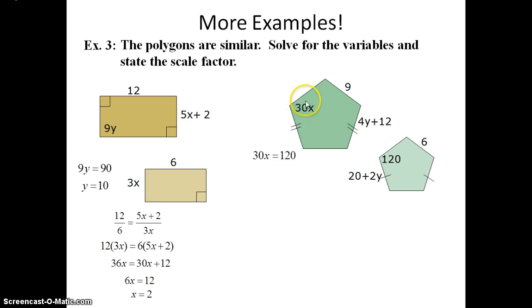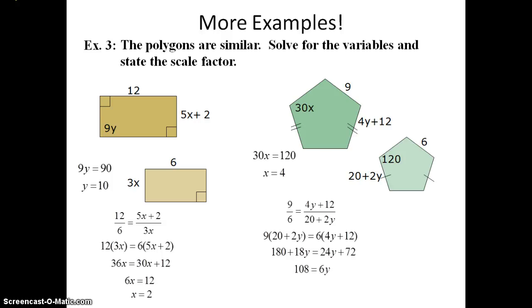Over here, first let's find x. We're going to have 30x is equal to 120, because remember, angles are equal, so you set them equal, you don't set them proportional. So we get x is equal to 4. Now to find y, I know 9 and 6 are proportional, and then 4y plus 12 would be proportional to this side. This side's missing, but I know it's congruent to this side, so that's how we got the 20 plus 2y. You cross multiply, you're going to get 180 plus 18y is equal to 24y plus 72. And then you solve and get your answer is 18.